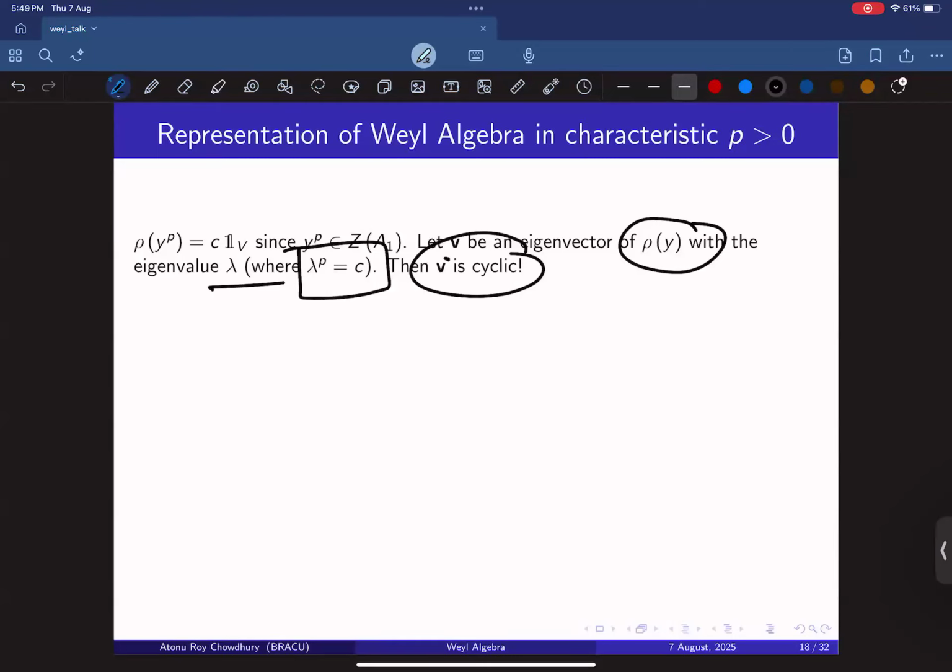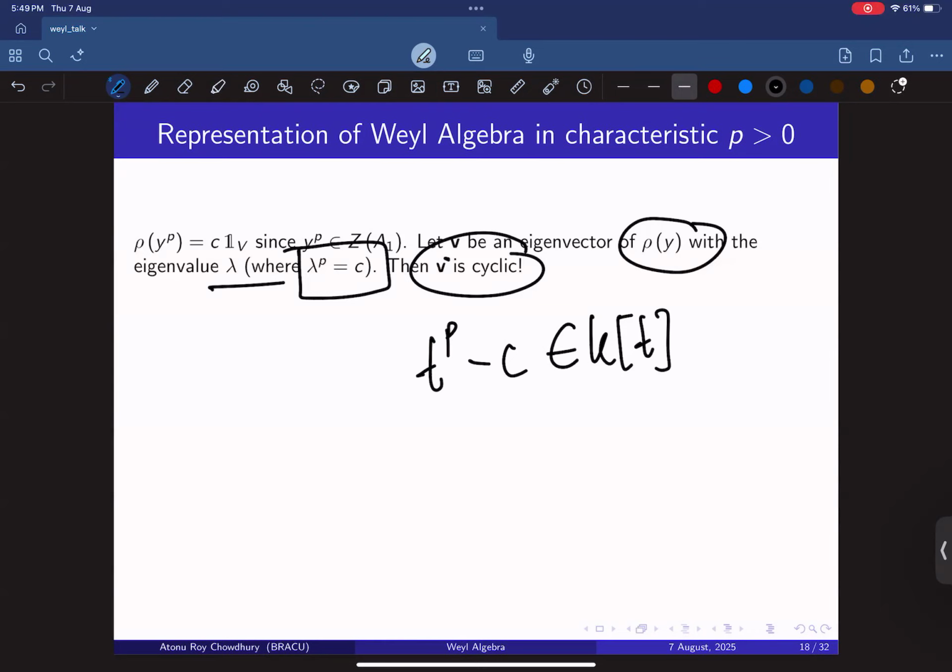Also, I have another question. How many eigenvalues does rho of y have? We are working in an algebraically closed field. So the polynomial t to the p minus c is a polynomial in the polynomial ring k[t], and k is an algebraically closed field. Therefore, this polynomial has a root. So definitely lambda exists. But how many roots does it have? It's a degree p polynomial, so it has at most p distinct roots. But one can show that since k has characteristic p, it has exactly one root.